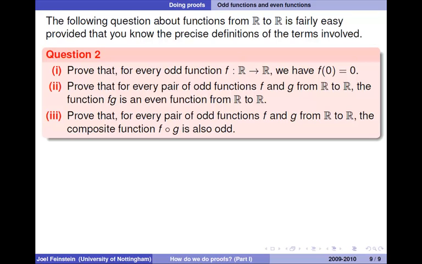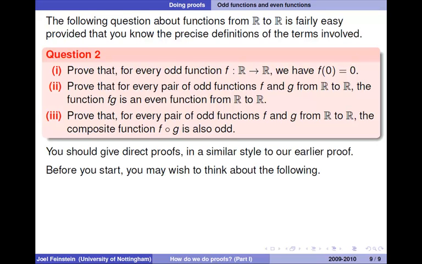You have to prove that for every odd function f, f of 0 must be 0. And then if you've got a pair of odd functions and you multiply them, you must get an even function. And the third one, if you've got a pair of odd functions and you compose them, f composed with g, then you have to prove you get an odd function again. And you're looking for direct proofs again, just using the definitions.